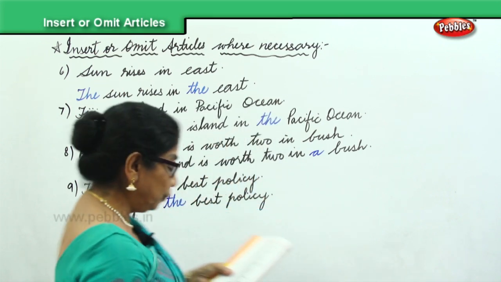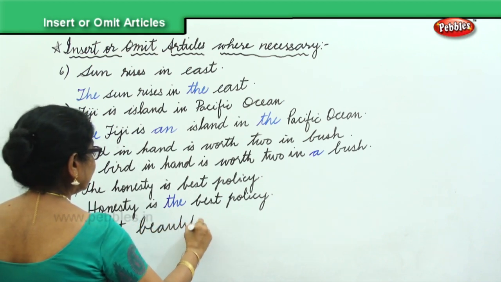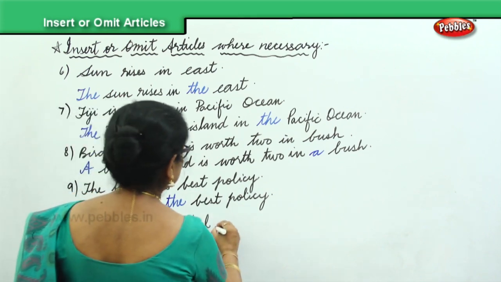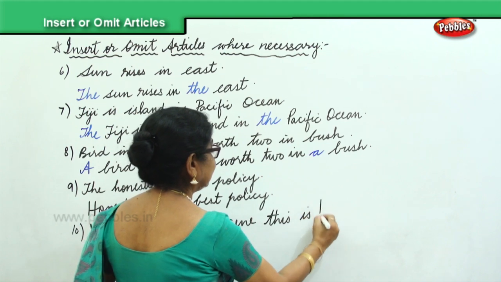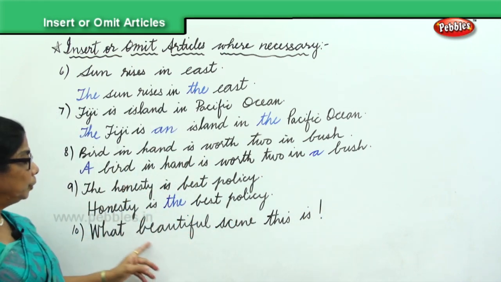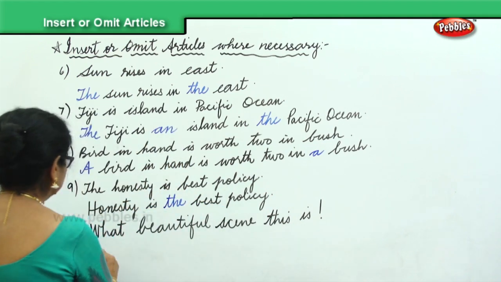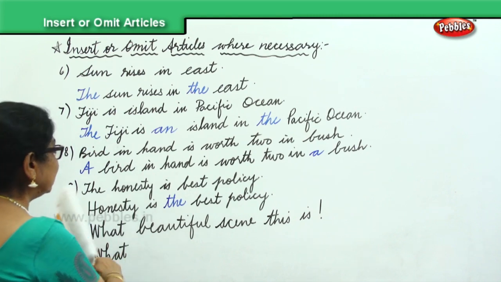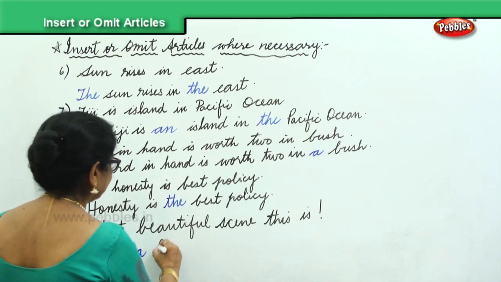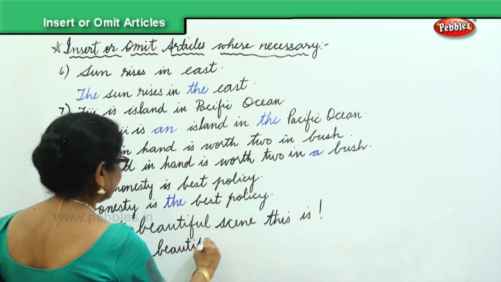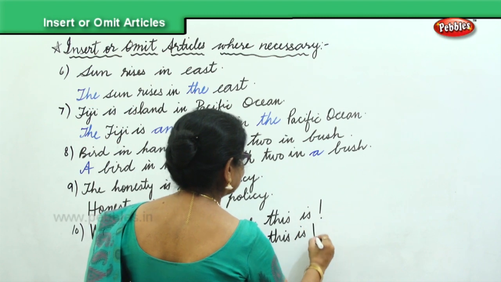Okay. What beautiful scene this is. So now, what will you say? What beautiful scene is this? You will say, what a beautiful scene this is. What a. You will insert article a. What a beautiful scene. What a beautiful scene this is! Exclamatory mark.